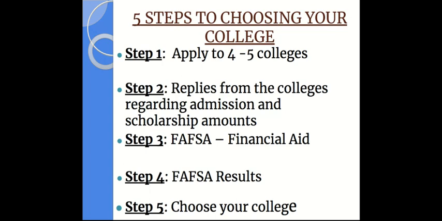So the 5 steps to picking the college and applying to college, I tried to make it really easy by making it 5 simple steps. So you and your student this year, the first thing you're going to do is make sure they apply to 4 or 5 schools. Then you're going to get replies from the schools as to whether or not the student was admitted and what scholarship amounts they got. Then you will do the FAFSA, which is the financial aid application. That is in October. Then you will get your FAFSA results from each of the 4 to 5 colleges that your student was admitted to. And then you choose your college.